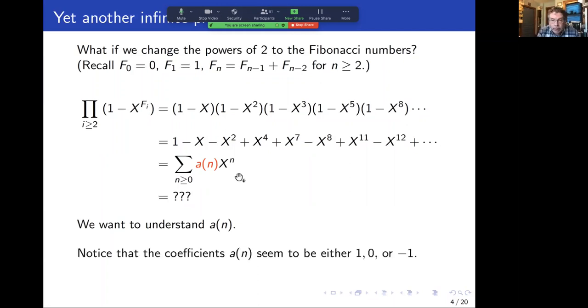In particular, just from this little experiment, we can see that the coefficients seem to be either 1, 0, or minus 1. That might be something you would want to experiment with. You can type this into Maple and produce a few hundred or a few thousand coefficients and check to see that they're all 1, 0, or minus 1. So is that true? And another question is, not simply is it true, but is it obviously true?